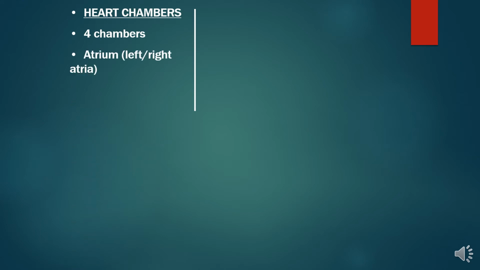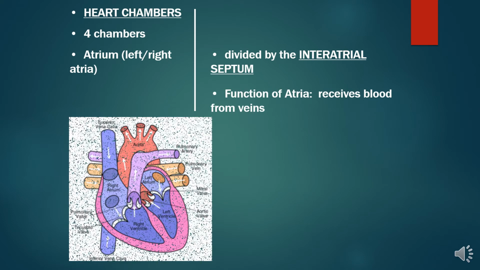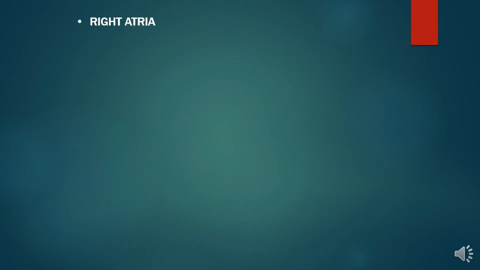The heart has four chambers. The atria are divided by the interatrial septum. The right atrium consists of an appendage, a vestibule, and the venous component.